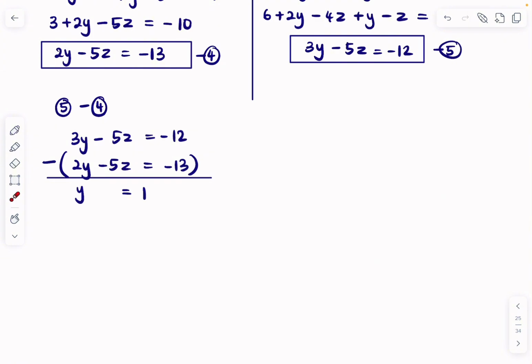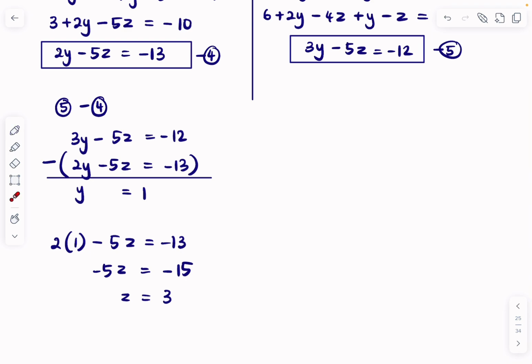Now that we have y, we can sub this into here to find z. So you can say 2y minus 5z is negative 13. So you can try to make z the subject. So 2 we bring here will become negative 15. Therefore z is negative 15 over negative 5, 3.